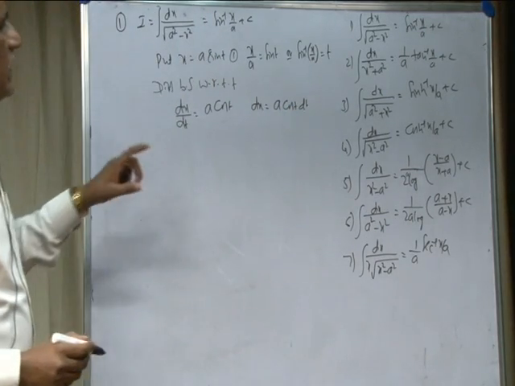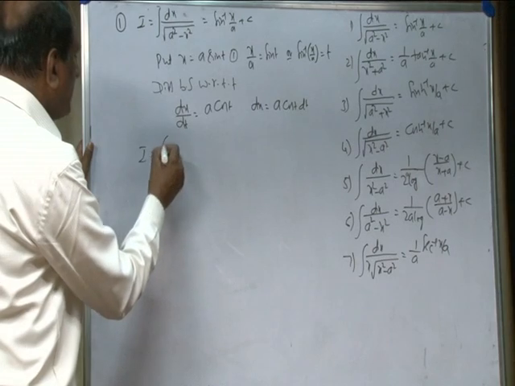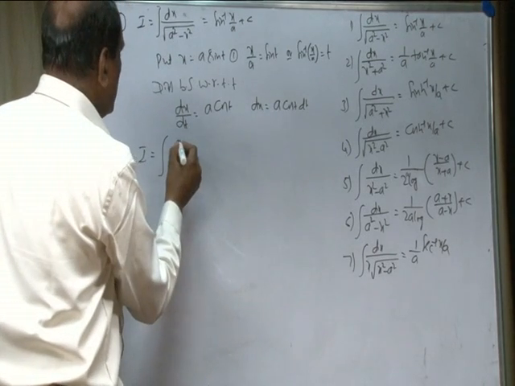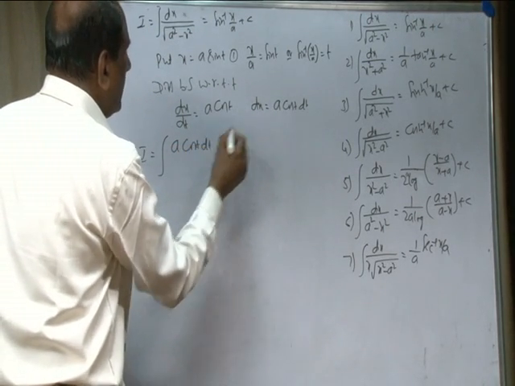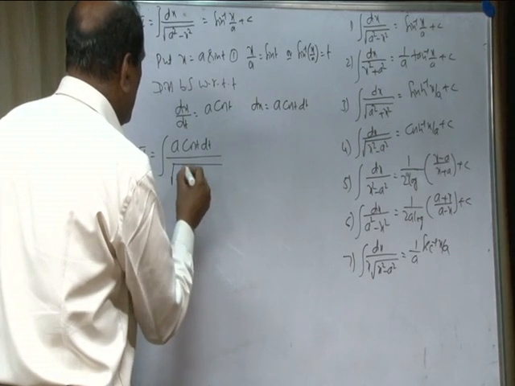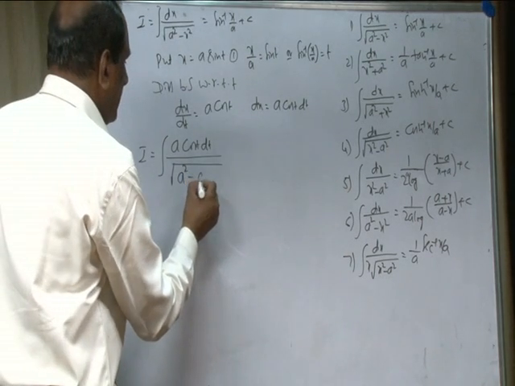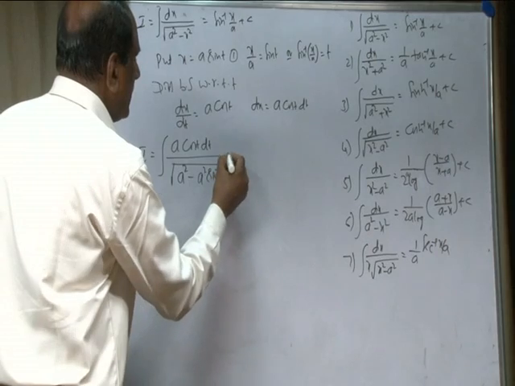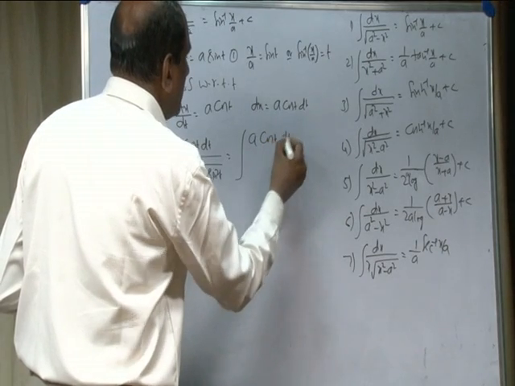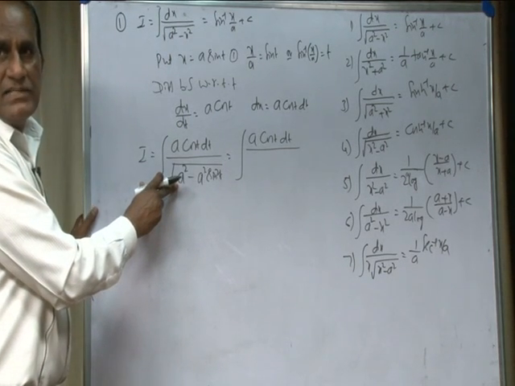Now, dx is a cos t dt and x is equal to a sin t. The given integral I becomes, after substitution, a cos t dt divided by root of a square minus x square, where x square is a square sin square t, that is equal to integration of a cos t dt divided by, see here, inside the root sign a square is a common factor.